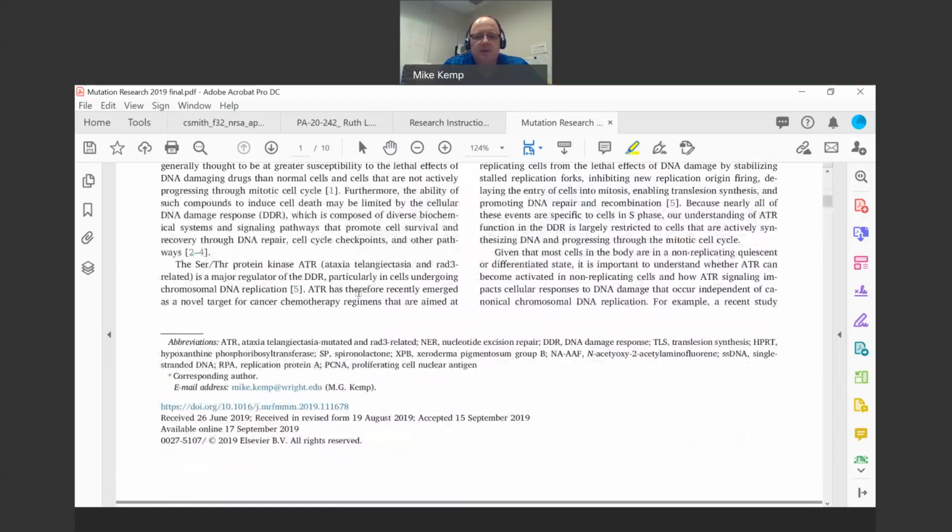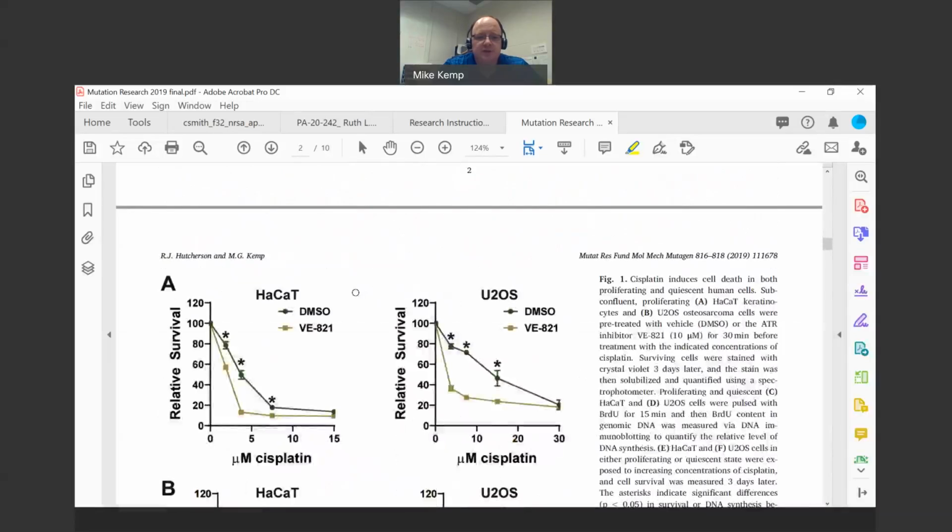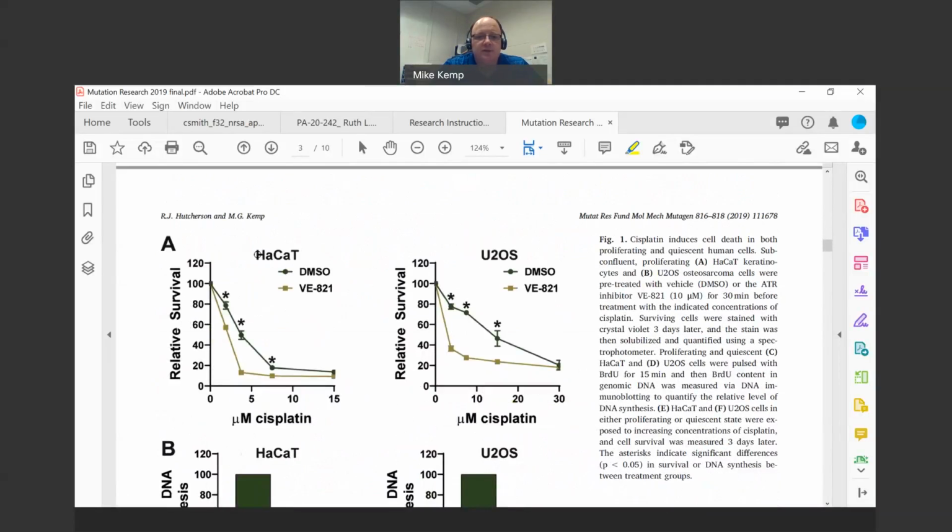So as I mentioned already, the focus of this was to look at what ATR is doing in response to cisplatin treatment in non-replicating cells. And so to initially demonstrate that ATR inhibition will sensitize cells to cisplatin as expected, we took a couple different cell lines, one of which was HaCaT keratinocytes. We widely use these in the lab. And then U2OS, an osteosarcoma cell line, also a very widely used cell line in the field.